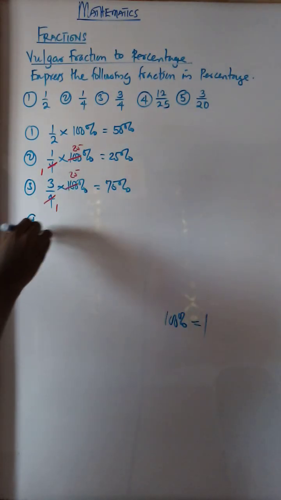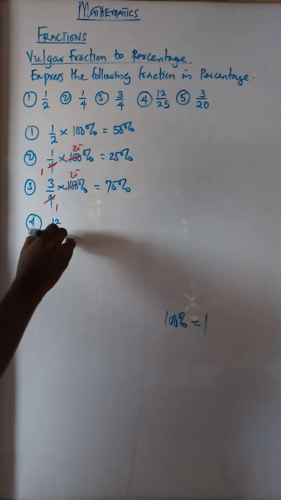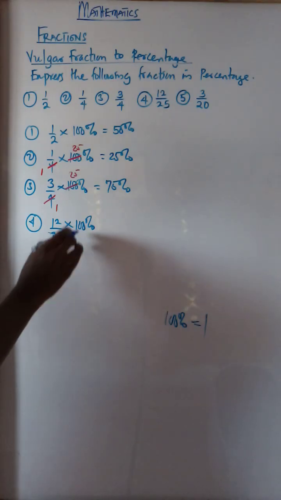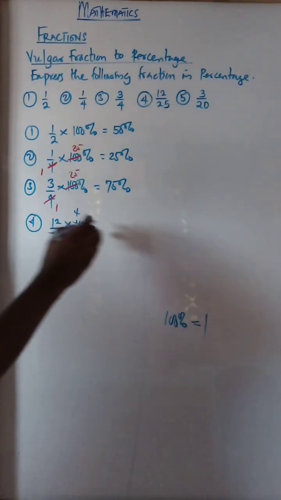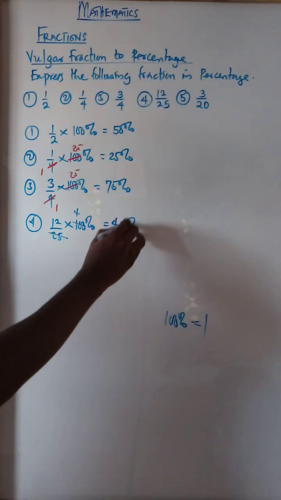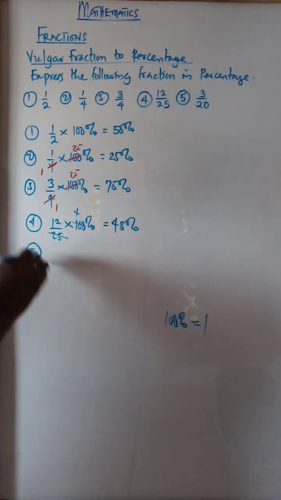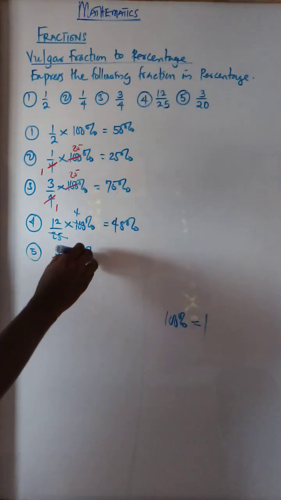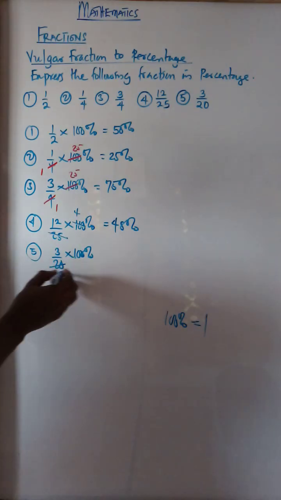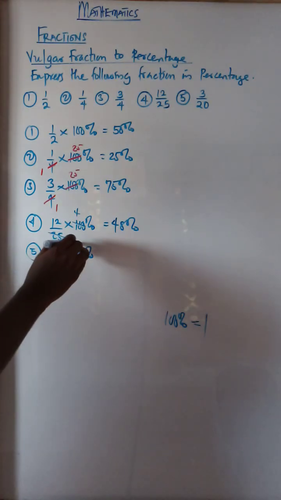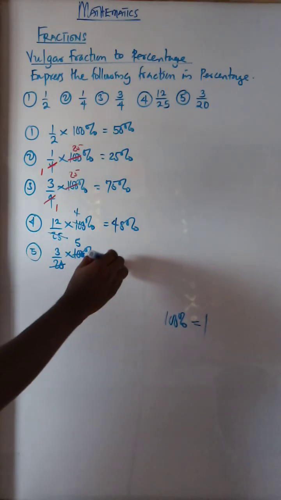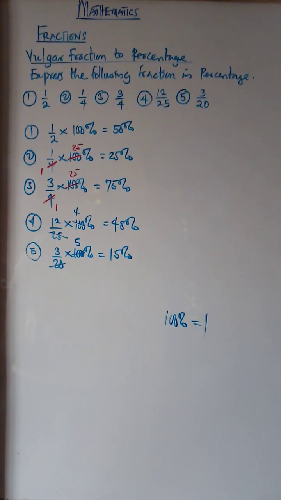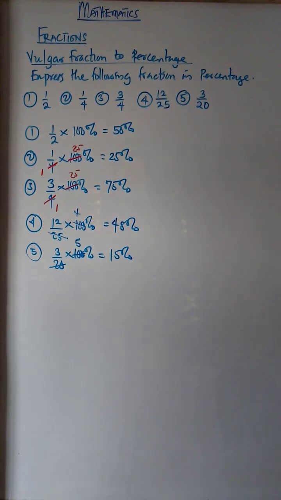Number 4, we have 12 over 25. To convert to percentage, we multiply by 100%. 25 into 100 will give us 4. 4 times 12 will give us 48%. Question 5, we have 3 out of 20 times 100%. So from here, 20 into 100 should give us 5. 5 times 3 is 15. That is 15%. Pretty straightforward.